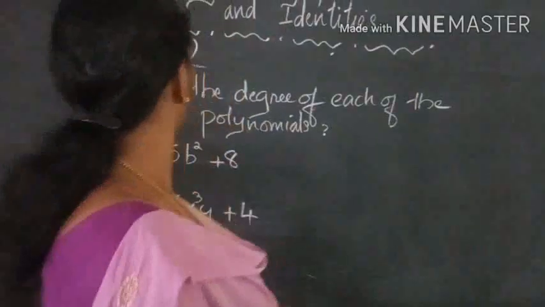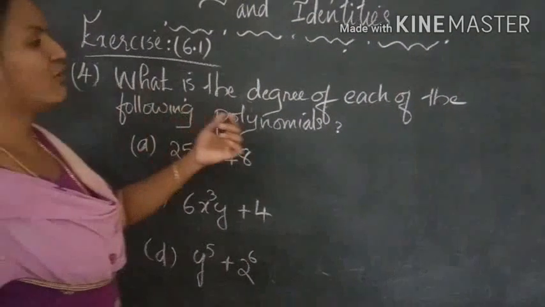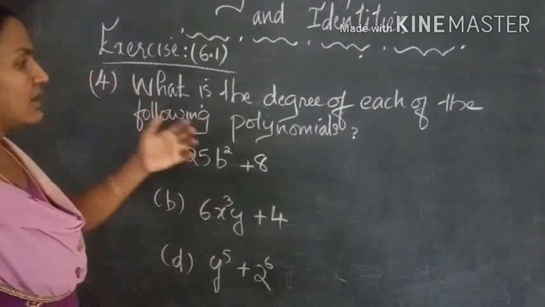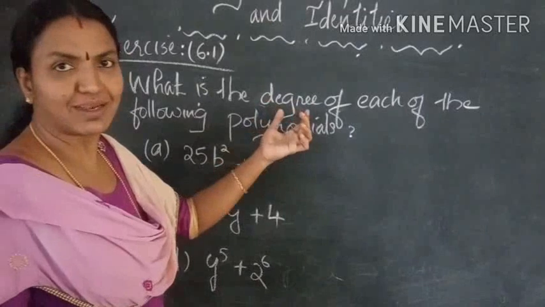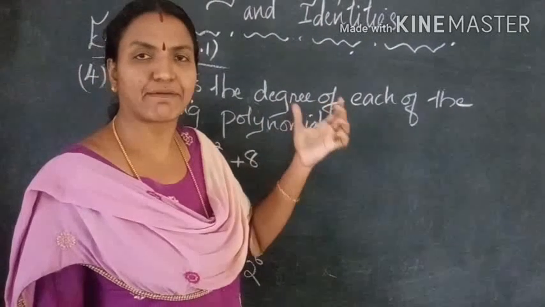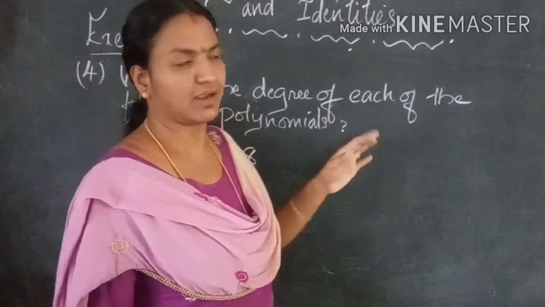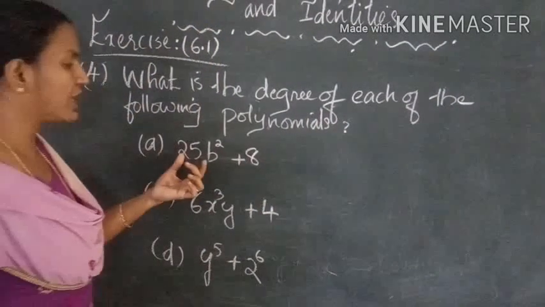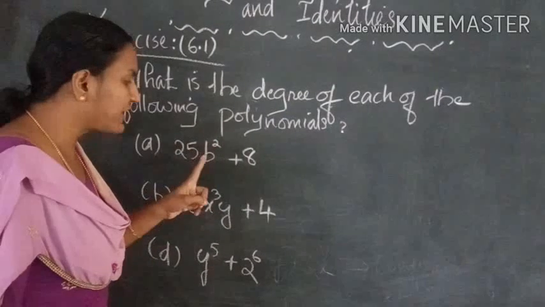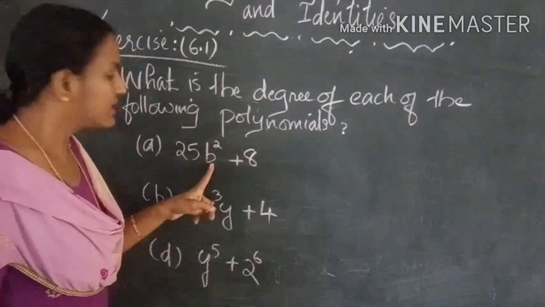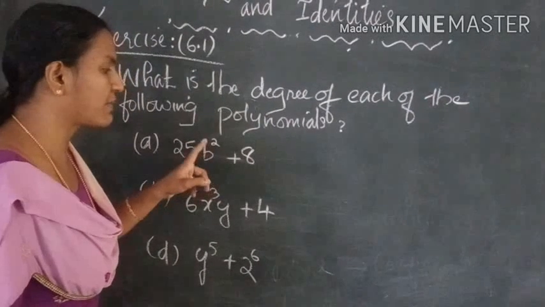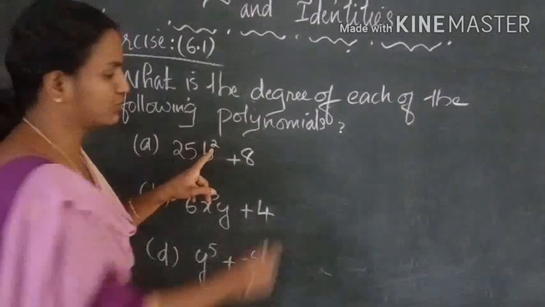Next, question number 4. What is the degree of each of the following polynomials? The degree of the polynomial means the highest power of the variable. The first option, 25b square plus 8. Here the variable is b. So the power is 2. So the degree of the polynomial is 2.